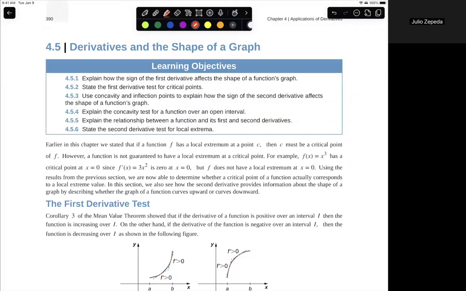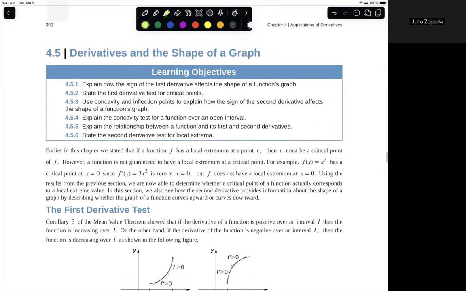All right, in this video, we are going over section 4.5, which is on derivatives and the shape of a graph. A couple of the learning objectives that we're going to try to conquer here are 4.5.1. Explain how the sign of the first derivative affects the shape of a function's graph. Number 2, state the first derivative test for critical points. So we'll talk about what the first derivative test is.